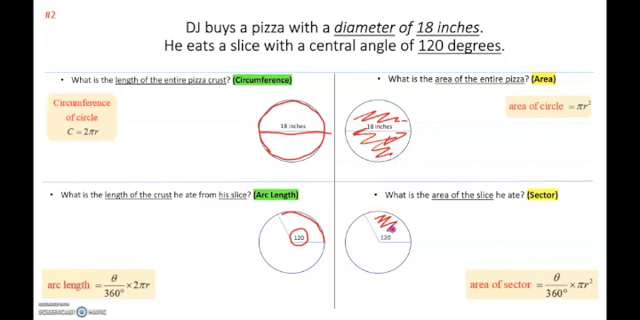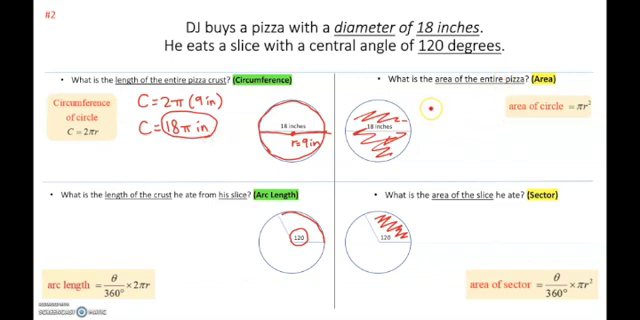and the sector area. So circumference is equal to 2 pi r, so C is equal to 2 times pi times the radius, which is going to be half the diameter, 9 inches. So we'll plug in 9 inches right here. So our circumference is equal to 2 times 9 is 18. Bring down the pi, inches.